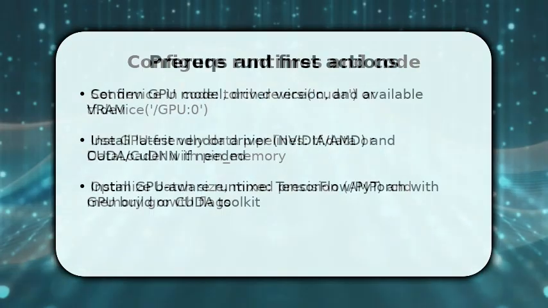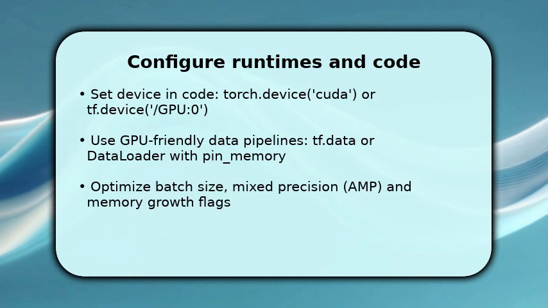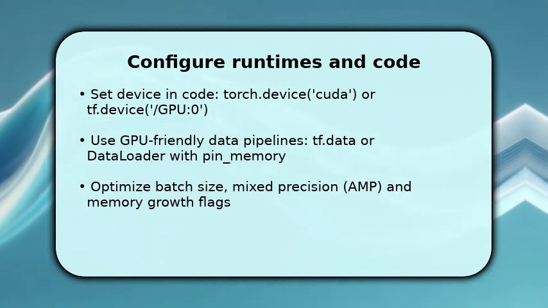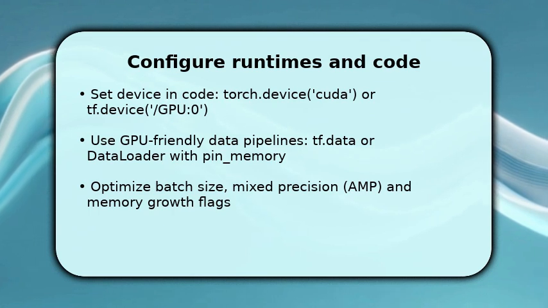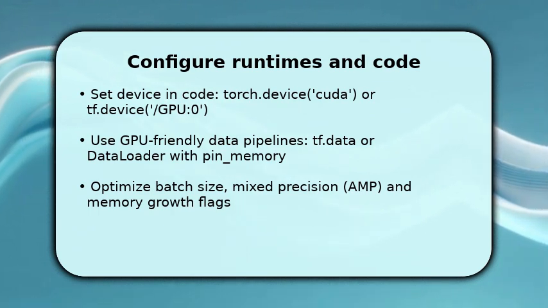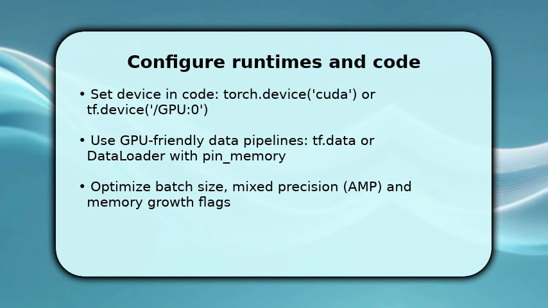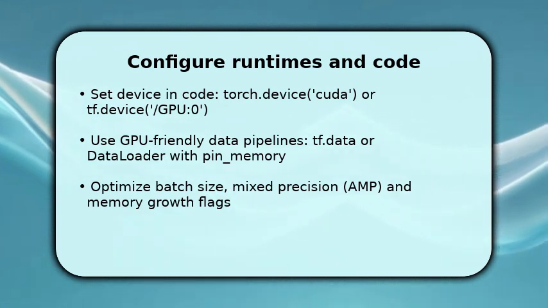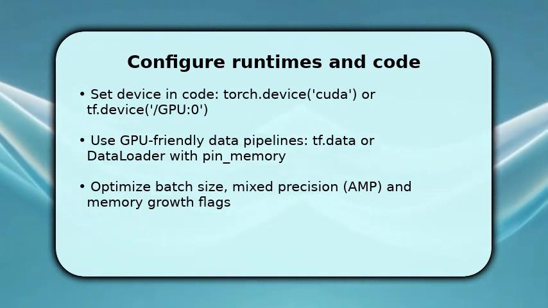You now modify runtime and application settings to actually use the GPU. First, set the device explicitly in your code and move tensors or models to that device. That tells the framework where to allocate compute. Next, optimize data pipelines to feed the GPU consistently. Use prefetching, pinned memory, and parallel loaders. Then tune batch size and enable mixed precision or AMP to increase throughput while managing VRAM. Finally, enable memory growth or limit GPU memory fraction so the process coexists with other apps.